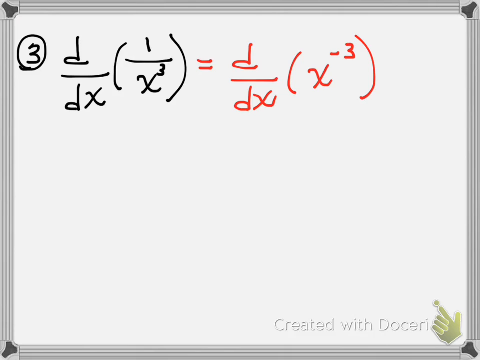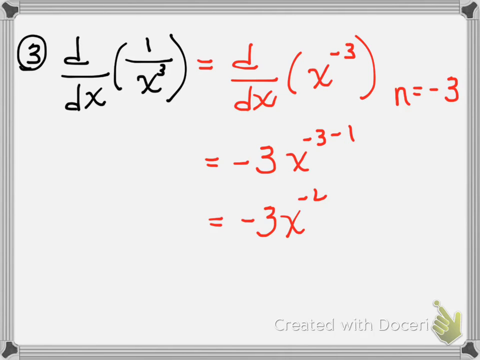Now we have just the whole function as x to the power -3. So our n here is -3. So now we can use the power rule, and we get -3 times x to the -3 minus 1, which is -3 times x to the -4. You can even write this as -3 over x to the 4th now, if you like. You don't have to, but you can. You just remember what that -4 exponent means.